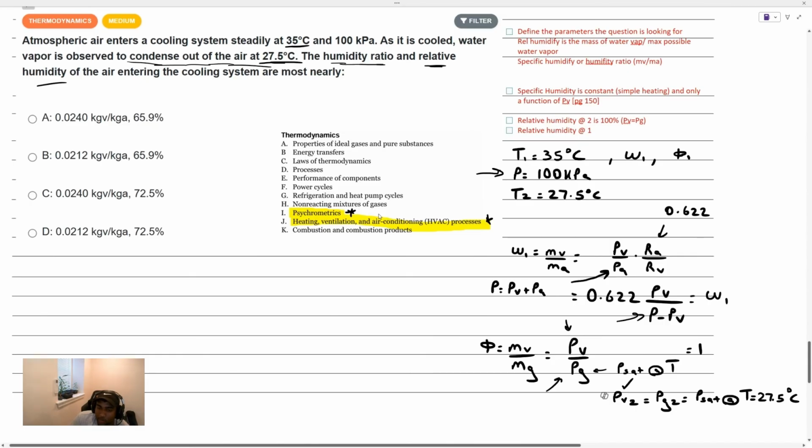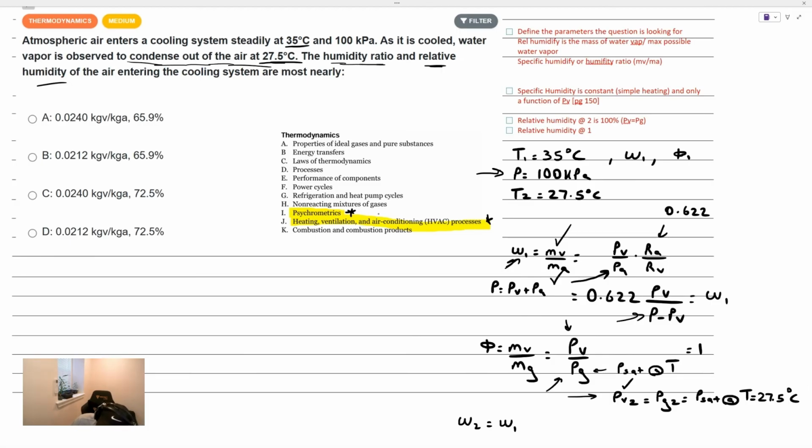If we observe the process going from state point 1 to state point 2, we know that the mass of the water vapor is going to be the same. The mass of the dry air is going to be the same. So that means omega is actually constant for this process. Omega 2 is equal to omega 1. And if we know the partial pressure of the water vapor, we'd be able to easily find omega 2, and we can find omega 1. That's what we're looking for in this problem.